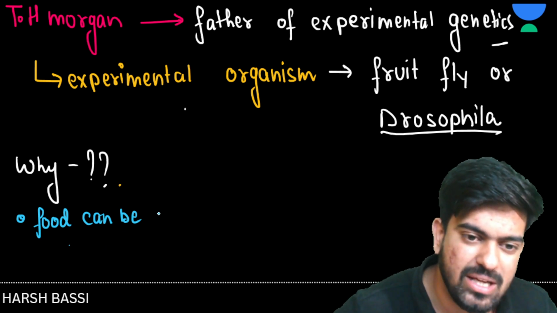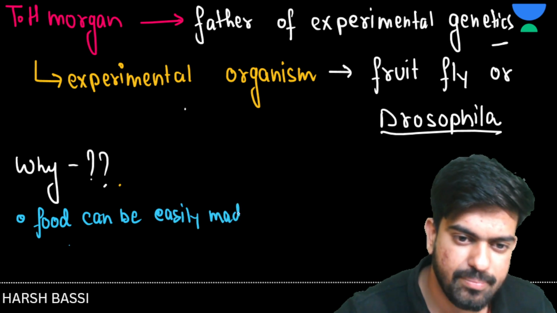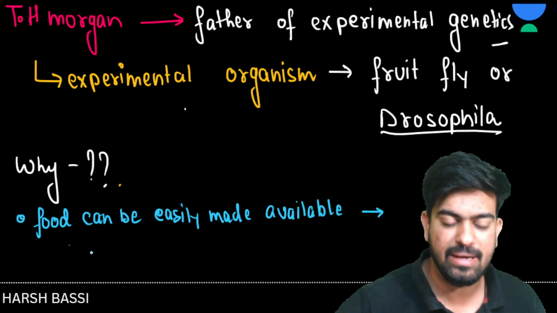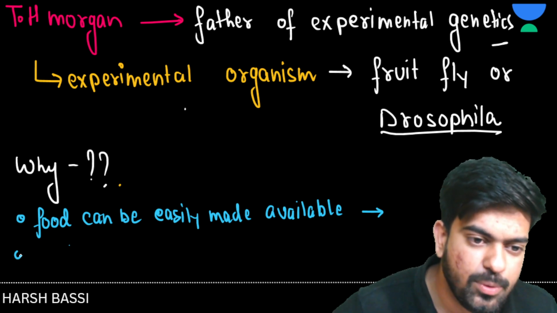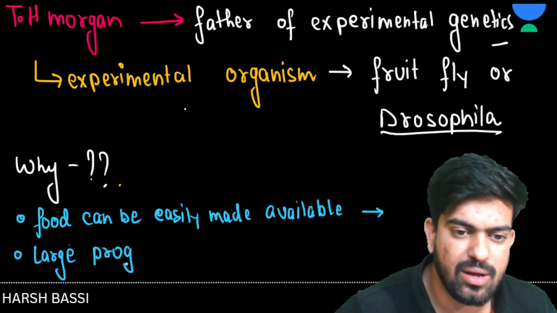So food can be easily made available. We don't have to do much there. For example, banana medium, right? And here the progeny size is again very large. See, large progeny matters a lot.